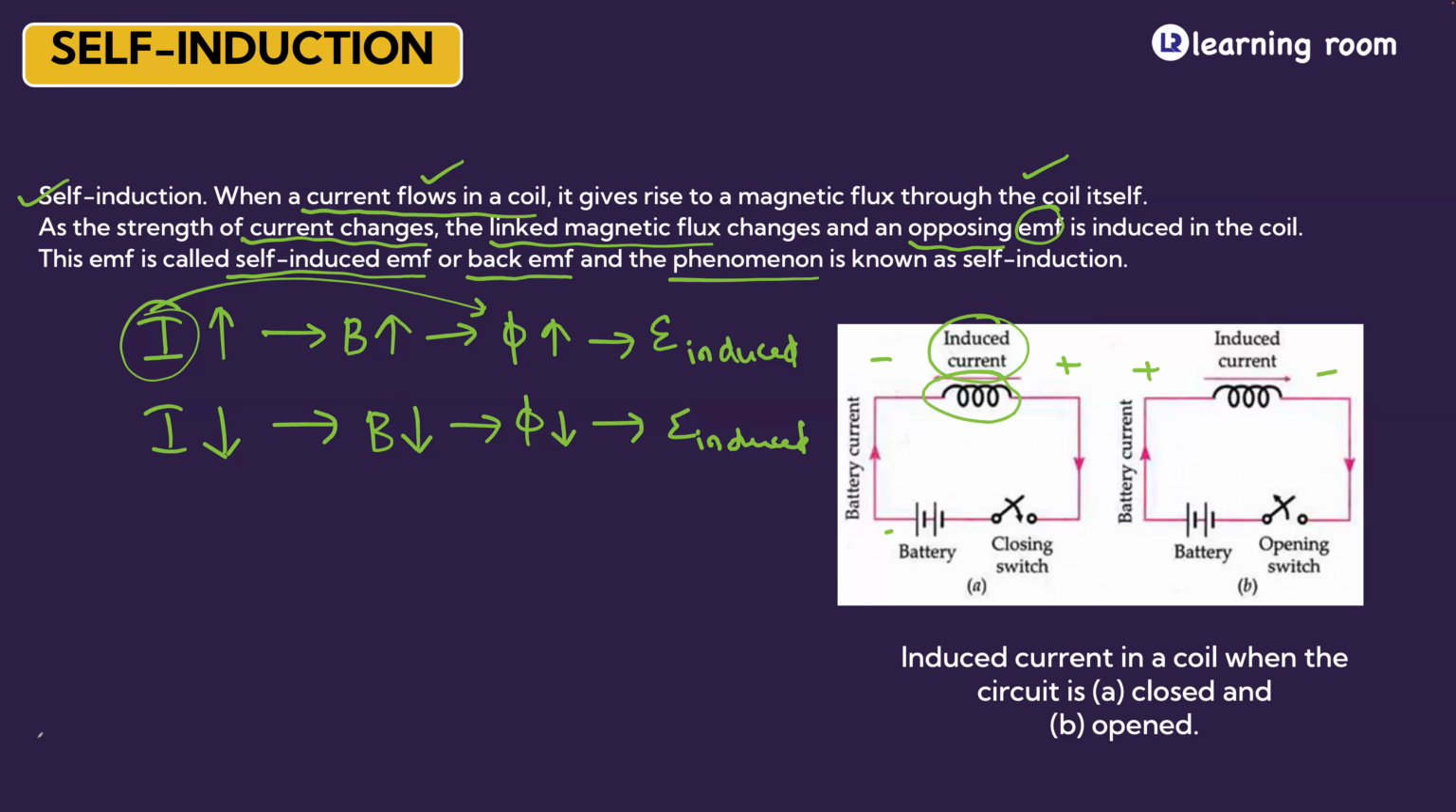Can I say that the flux associated with this coil is directly proportional to the amount of current that is flowing through the coil itself? So can I say phi is directly proportional to I itself? Are you accepting this? So there is some amount of current flowing through the coil.